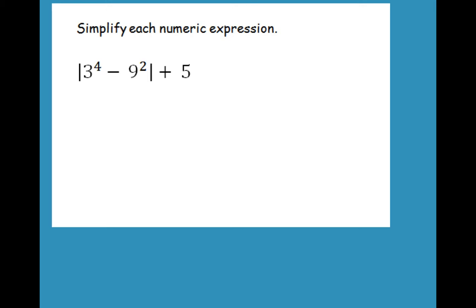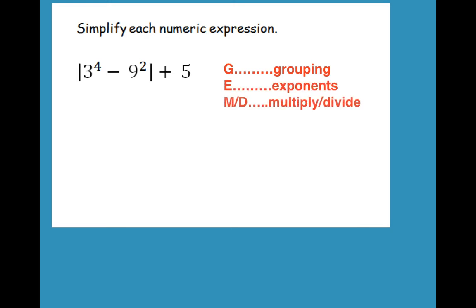Sometimes you're going to be given numeric expressions involving absolute value. And when you are given absolute value in expressions, we are going to use the order of operations to simplify. So we treat absolute value as grouping symbols. We treat them kind of like parentheses, where we're going to do everything inside the absolute value first. Then we'll do our exponents, then we'll multiply or divide from left to right as our third step, and then we'll add or subtract as our fourth step if it appears in the expression.